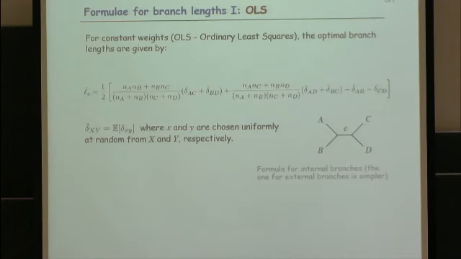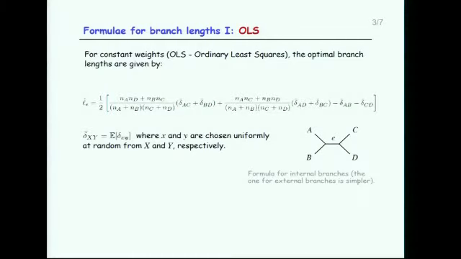So in general, delta bar XY is the expectation, let's say, of the distance between x and y, where x and y are chosen uniformly at random from these two clades. It's important here to notice that it's uniformly. So you just pick one. If there are n, you take one with 1/n of probability from that clade.